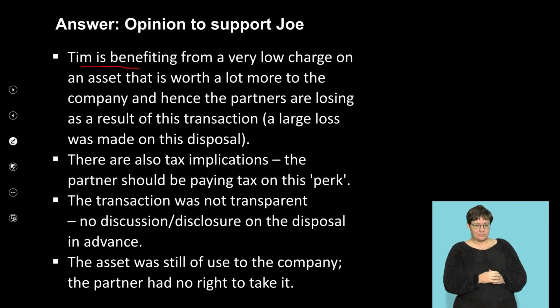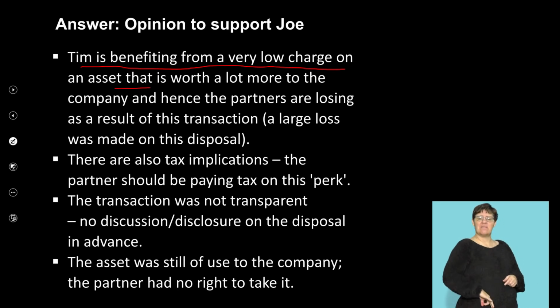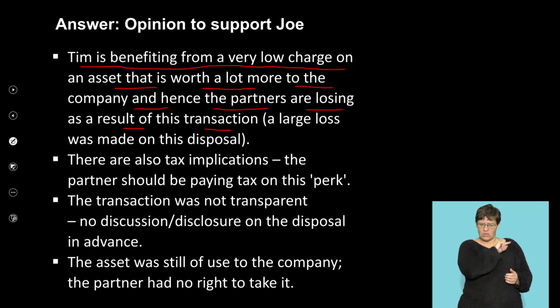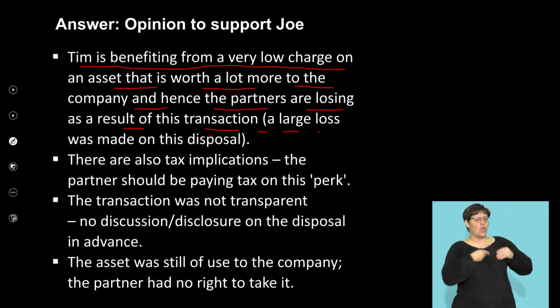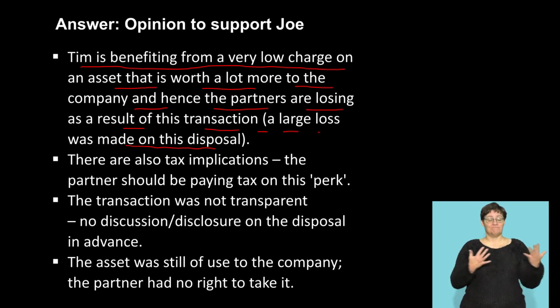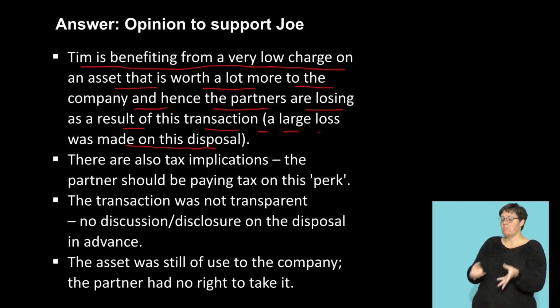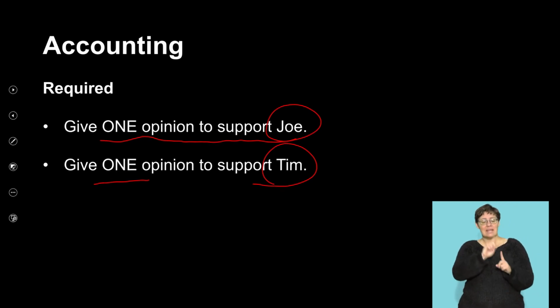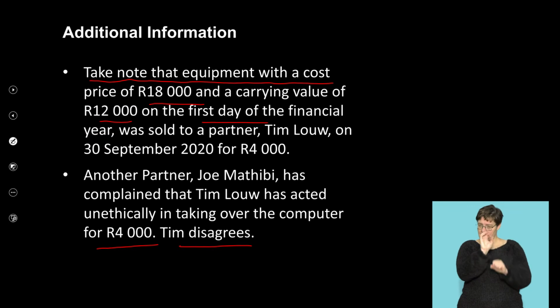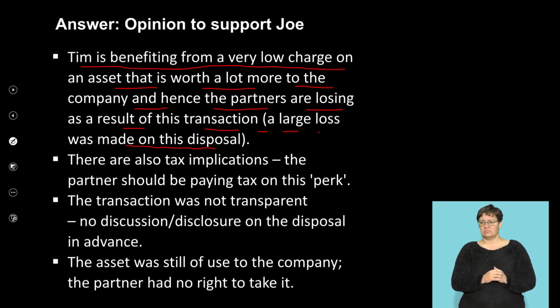Tim is benefiting from a very low charge on an asset that is worth a lot more to the company, and hence the partners are losing as a result of this transaction. A large loss was made on this disposal. So therefore, you can see what we are saying, that I showed you that the carrying value was in the region of 10,000 Rand, and it was taken over at 4,000 Rand, if memory serves me correct. So obviously, there are also tax implications for this year, as the partner should be paying tax on this perk.